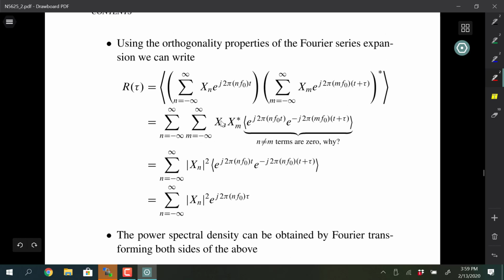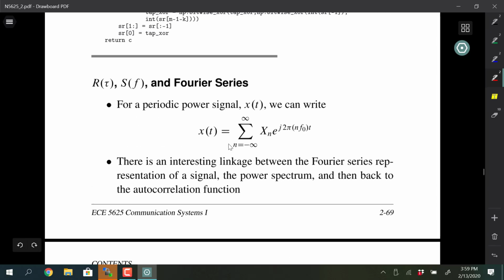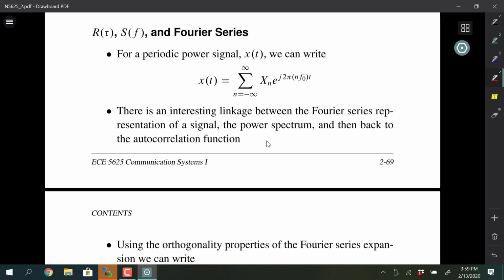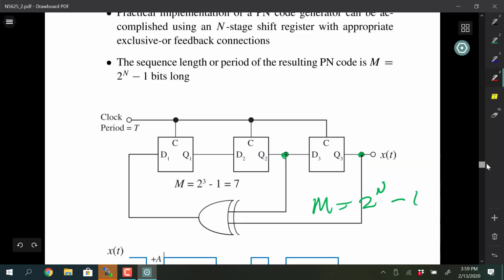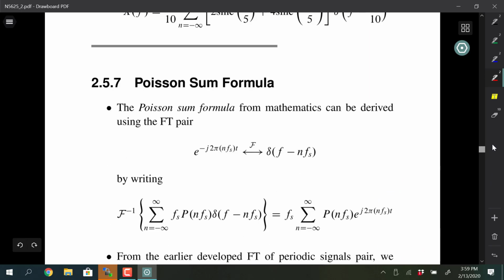Okay, back to some math now, finally. So a little bit more beyond what we did earlier. Earlier, we know the Fourier series representation of a periodic signal looks like this. There's actually a linkage between the Fourier series and the power spectrum and the autocorrelation function. And we got a little taste of that early on, but that was kind of limiting.